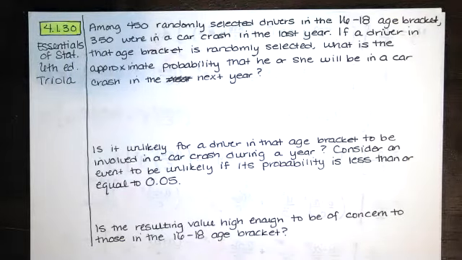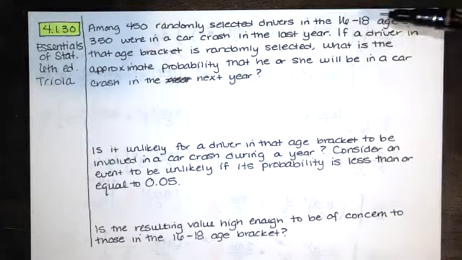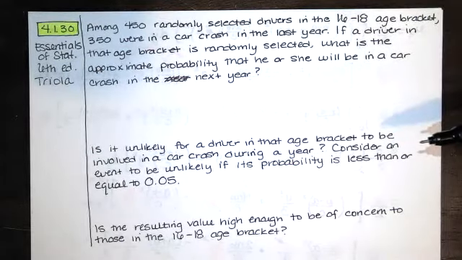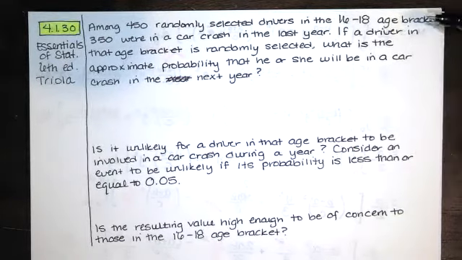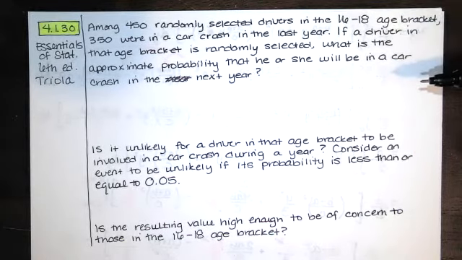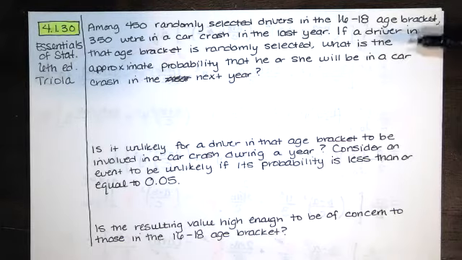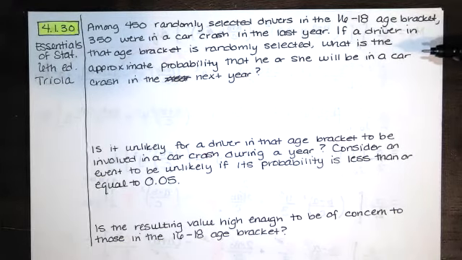In this video, we solve problem 4.1.30 from Essentials of Statistics, 6th edition by Mario Triola. Here's the problem statement. It says, among 450 randomly selected drivers in the 16 to 18 age bracket, 350 were in a car crash in the last year. If a driver in that age bracket is randomly selected, what is the approximate probability that he or she will be in a car crash in the next year?